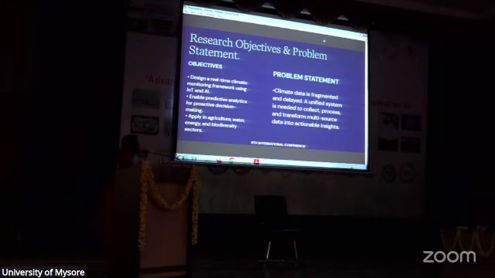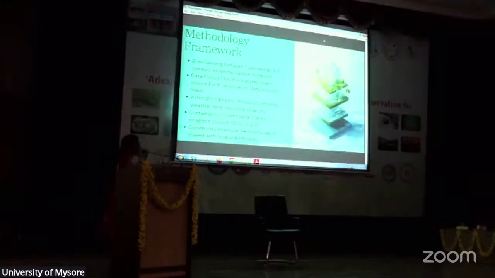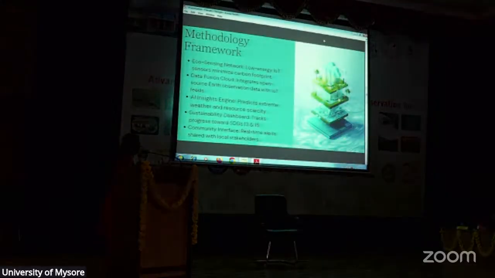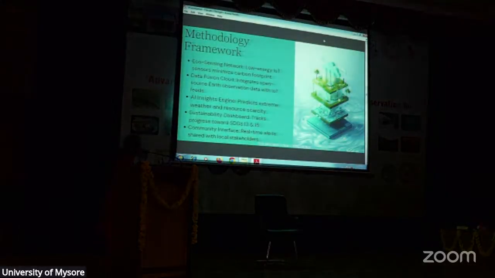As the problem statement states, some models already exist, but they were not integrated or unified. I tried to bring in data from multiple sources, build up the layers, extract the data, and finally make a decision support system in order to make decisions for the changes which are observed. Next. This is the methodology of the framework which I have given.